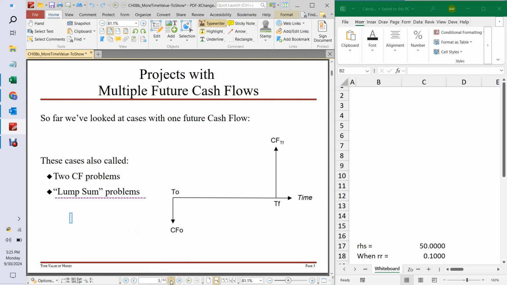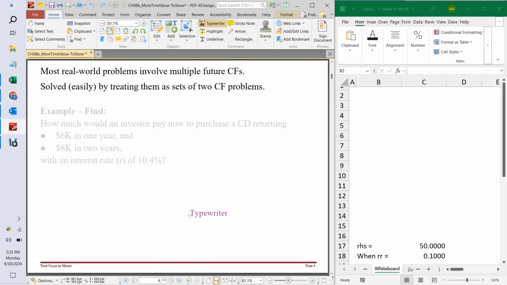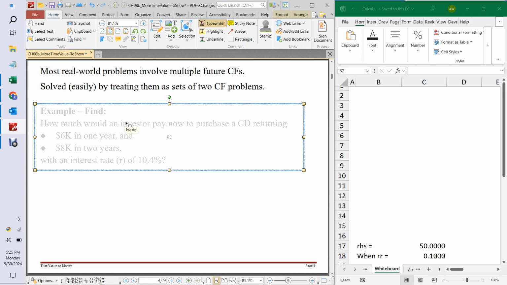So in the real world, most problems actually involve multiple future cash flows. And happily, these sorts of financial problems are solved easily by treating them as sets of 2 cash flow problems. Let's look at an example right away and see how this works.